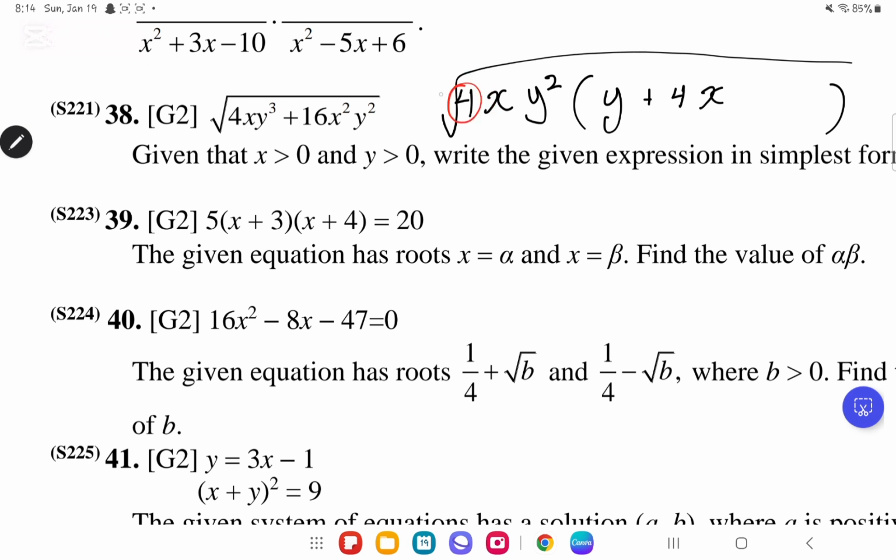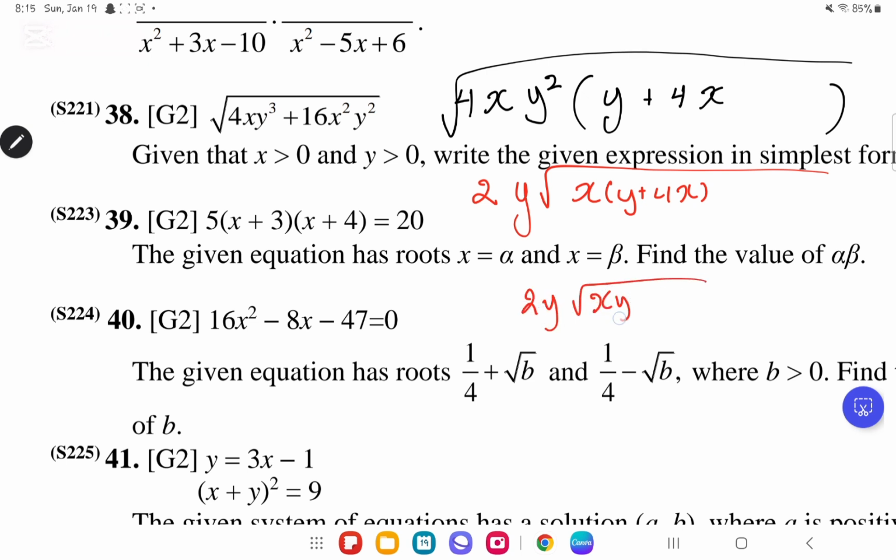So 4, since it is under the radical, we can take it outside and it will become 2, because the radical of 4 is 2. X, because it is to the power of 1, we cannot take it outside. It has to stay inside of the radical. Y, it is to the power of 2, we can take it outside of the radical. And then inside the radical, we will be left with x times y plus 4x. Or in another form, if you want to write it, 2y radical xy plus 4x squared.